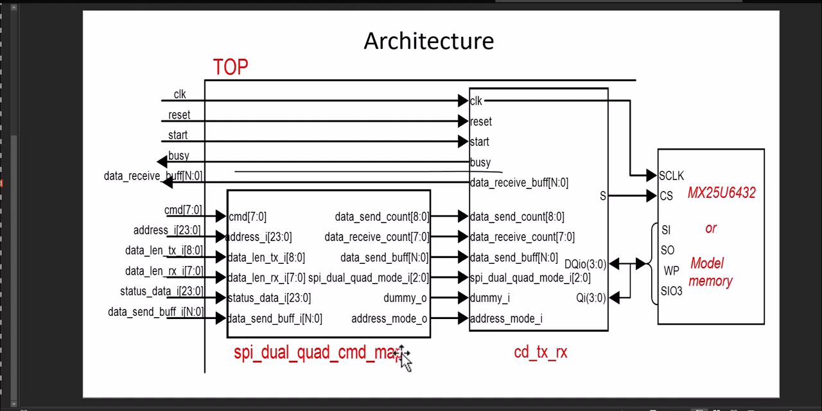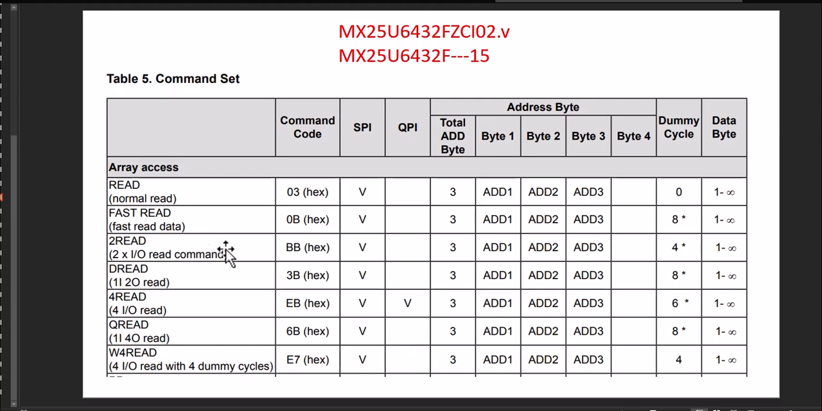So how that mapping is done, I can show you. Let's say these are the read related commands, and you can refer to page number 15 of the data sheet. Let's say we go with the first command, that is read. Command code is 03 and can be operated in SPI, and has an address of 3 bytes, address 1, 2, 3, and there is no dummy cycle in this, and we can read the data from 1 to infinity.